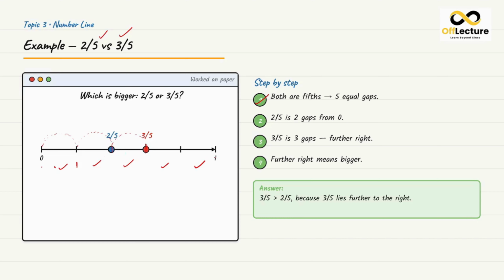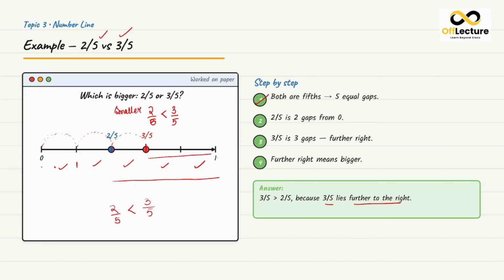Now 3 by 5 is closer to 1. You can see this is closer to 1. It means that 3 by 5 is greater than 2 by 5, because 3 by 5 lies further to the right. If someone asks which is smaller, the result is obvious that 2 by 5 is smaller than 3 by 5.